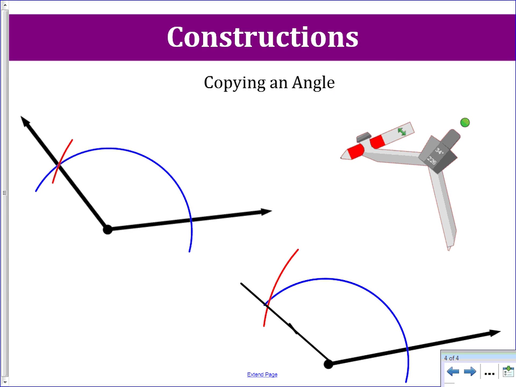That might be a little bit off because I moved it, but that would be an obtuse angle that's congruent to our given angle that we started with. So we copied our angle, we made a congruent angle, and that is how you make a congruent angle construction.